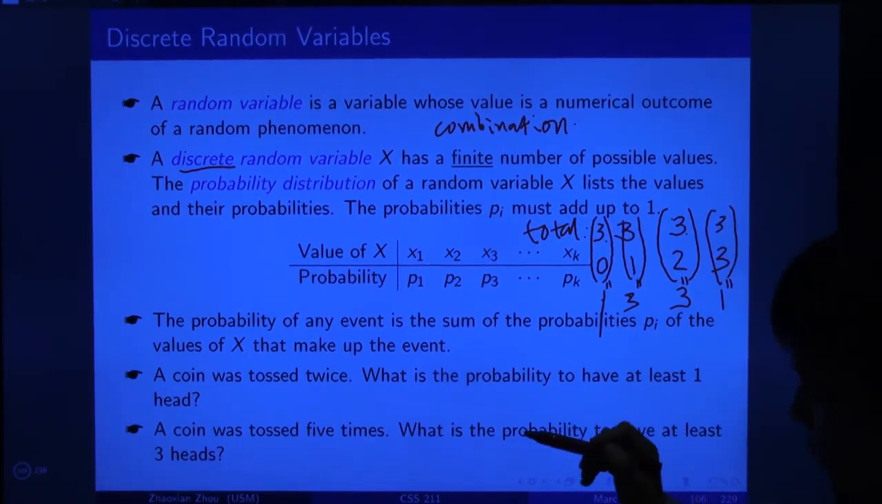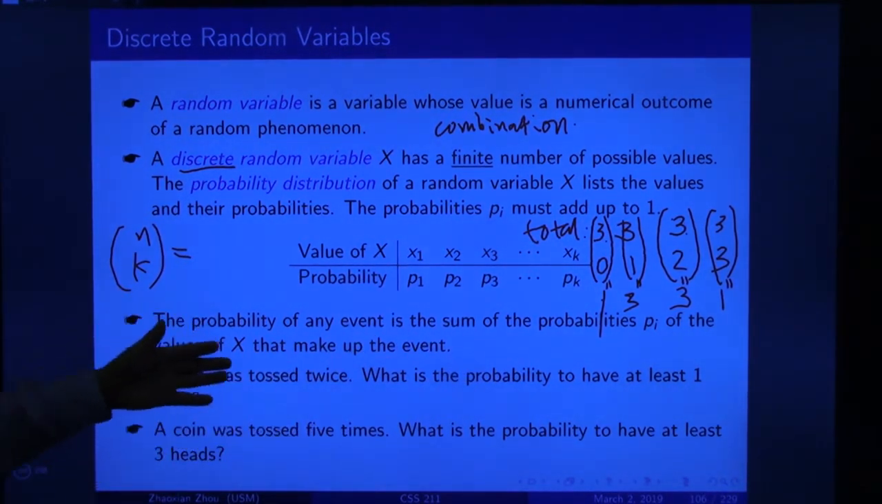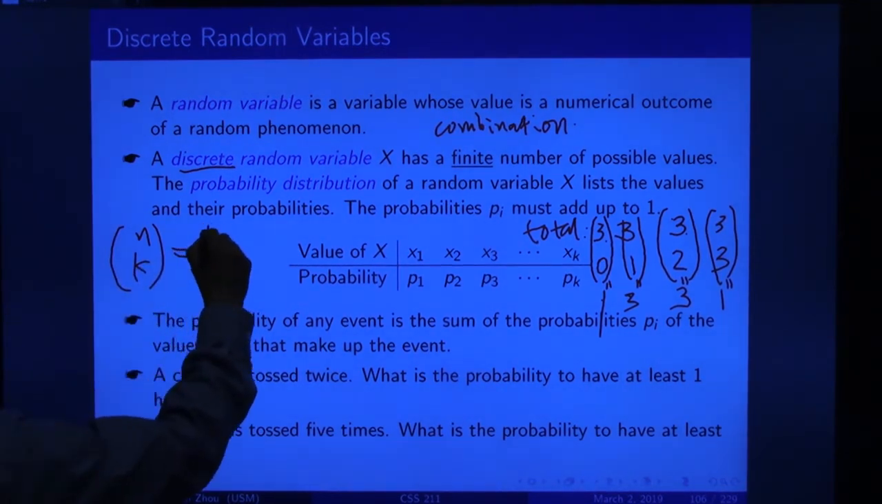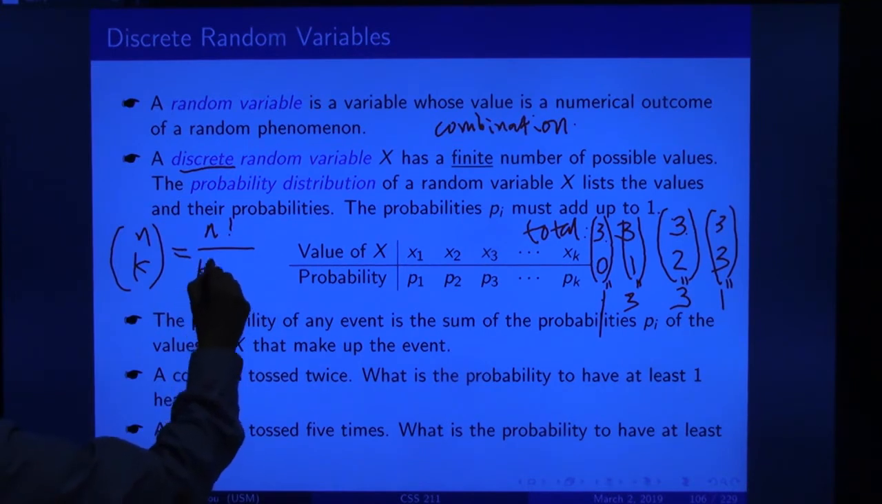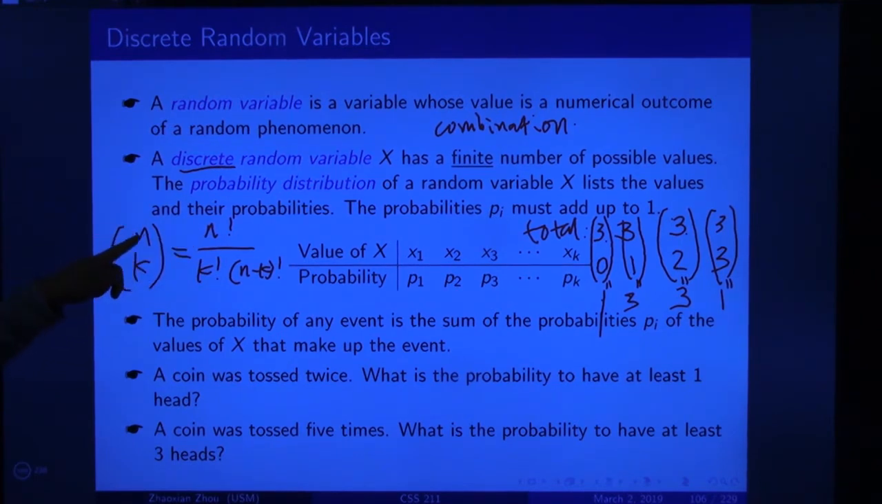Basically, we have a formula. If I have n, I want to select k, I will write like this. From n, I select k. And how to calculate this? We know for these smaller numbers it equals 1, 3, 3, 1. So this one equals n factorial divided by k factorial times n minus k factorial. n on the top, k on the bottom, and the difference, n minus k factorial. Here n is larger than k, because we select k from a group of n.